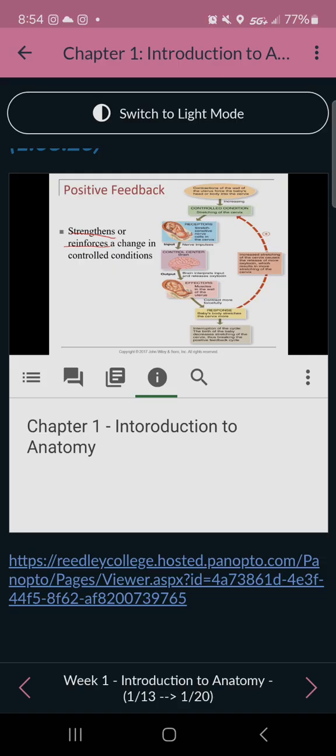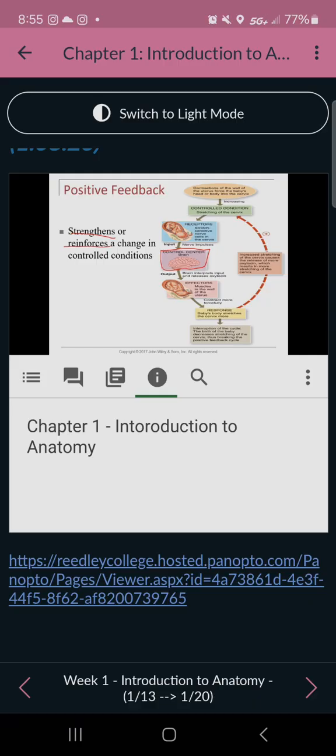Here the control center still provides commands to the effector, and in this case the control center is going to be the brain. But this time the effector produces a physiological response that adds to or reinforces the initial change in the controlled condition. The action of a positive feedback system continues until it is interrupted by some mechanism.